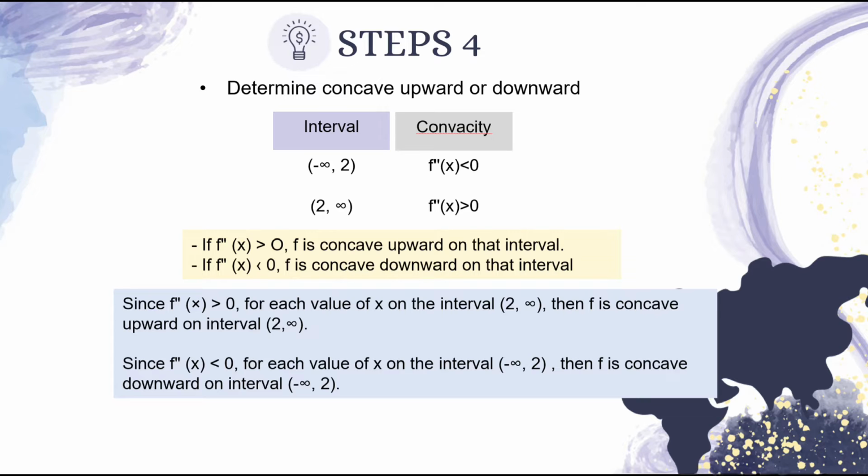Since f double prime x is greater than 0 for each value of x on the interval 2 to infinity, then f is concave upward on the interval 2 to infinity. And since f double prime x is less than 0 for each value of x on the interval negative infinity to 2, then f is concave downward on the interval negative infinity to 2.